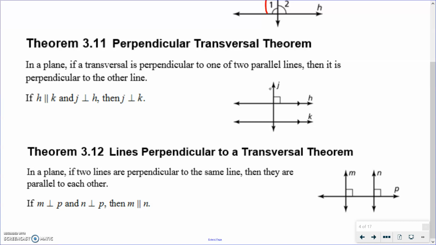The next thing is if a transversal is perpendicular to one parallel line, then the other line that it is parallel to is also perpendicular to that same line. And the last one is that if two lines are perpendicular to the same line, then they are parallel. So kind of going backwards from the other one.